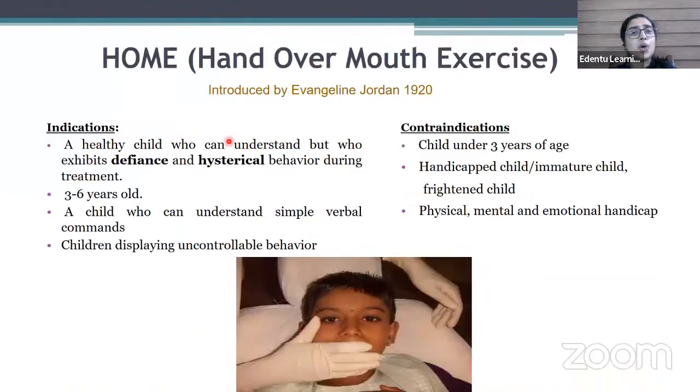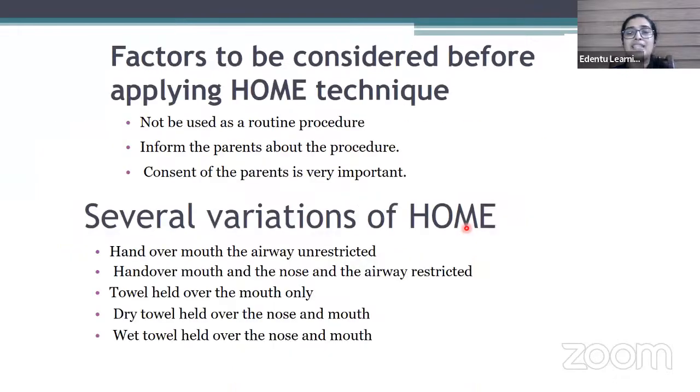Now getting on into the HOME technique, which is introduced by Evangeline Jordan. The indications of HOME, as I told, is an exercise that is not very commonly practiced, but the indications being a healthy child who can understand, but who exhibits defiance and hysterical behavior. And in children who are between 3 to 6 years, a child who can understand simple verbal commands, which is a very important point, and children who are displaying uncontrollable behavior. Contraindications: the child under 3 years of age, handicapped child or immature child or a frightened child, and the child who is having physical, mental or any emotional handicapping conditions.